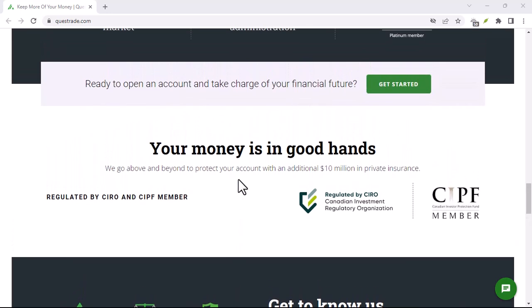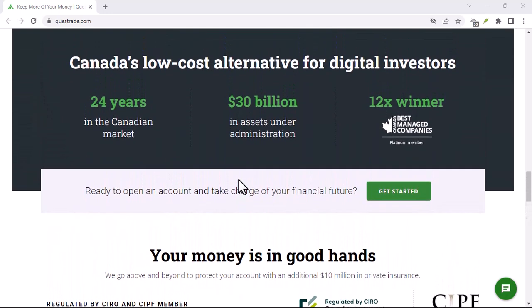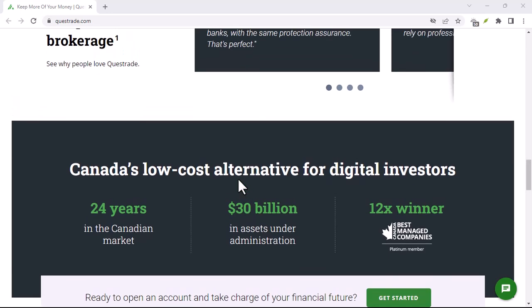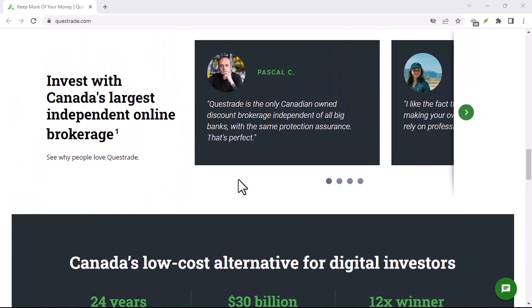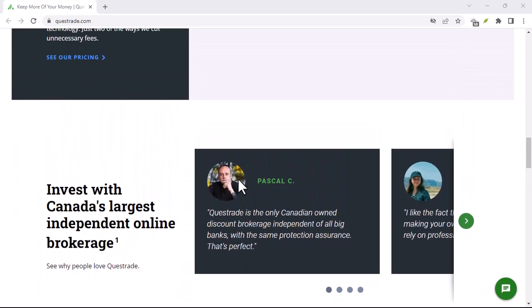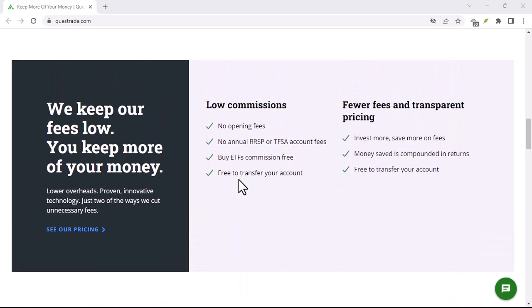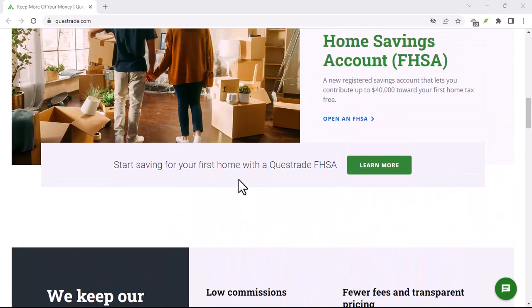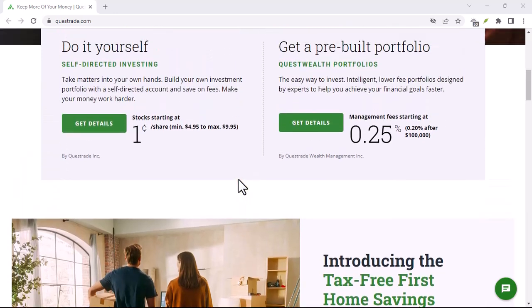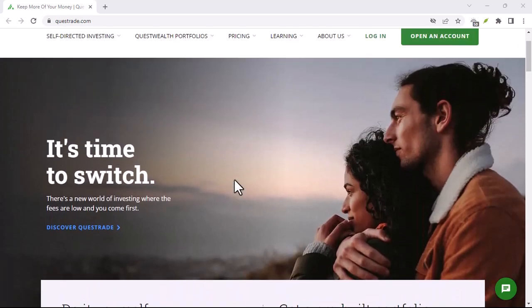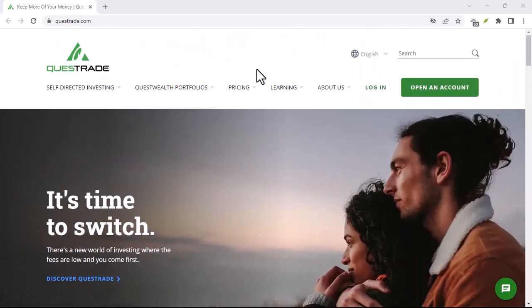Questrade Margin Account. A margin account allows you to borrow money from Questrade to invest in stocks, bonds, and other securities. This can be a great way to leverage your investments and potentially earn higher returns. However, it's important to be aware of the risks associated with margin trading.